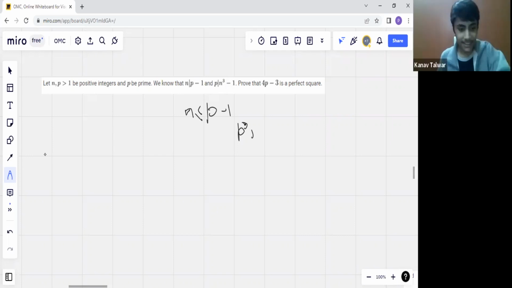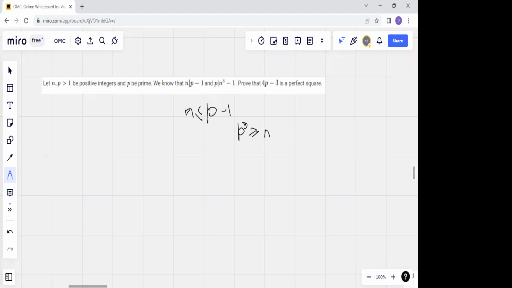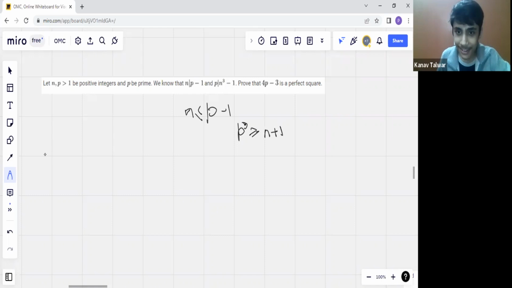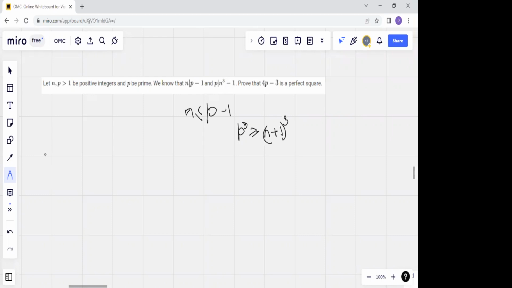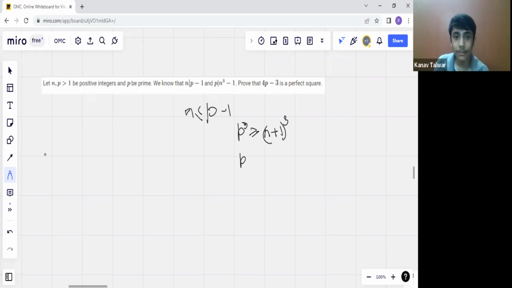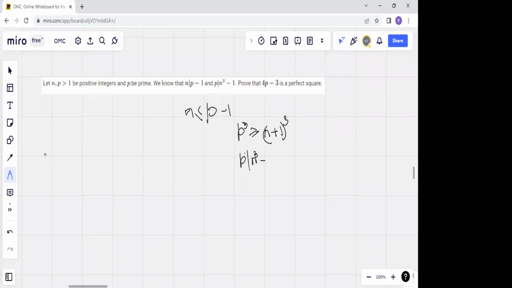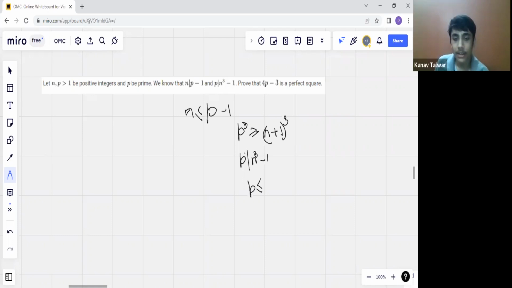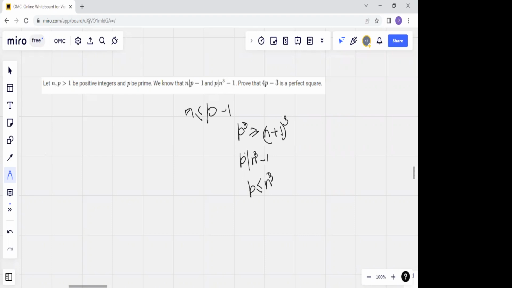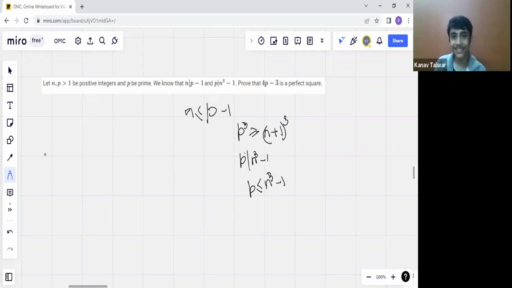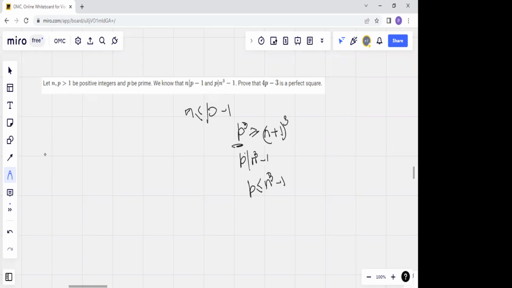I'll write it again. And we know p cube should be at most n cube minus 1 because of the second condition. No, p divides n cube minus 1. So p is less than or equal to n cube minus 1, right? Oh, wait, p divides. Okay, never mind. I read it wrong. I read p cube divides n cube minus 1. Yeah, I got it by cubing this.